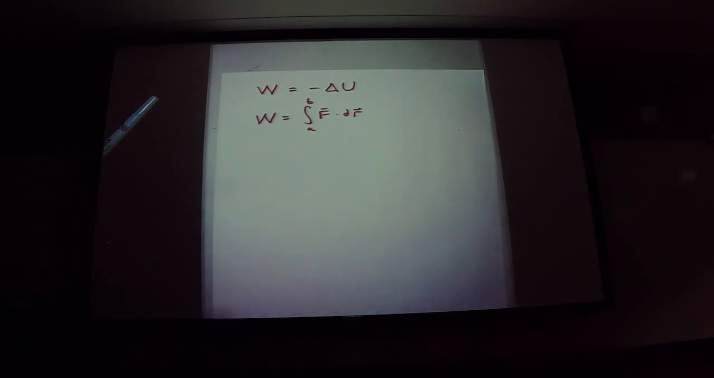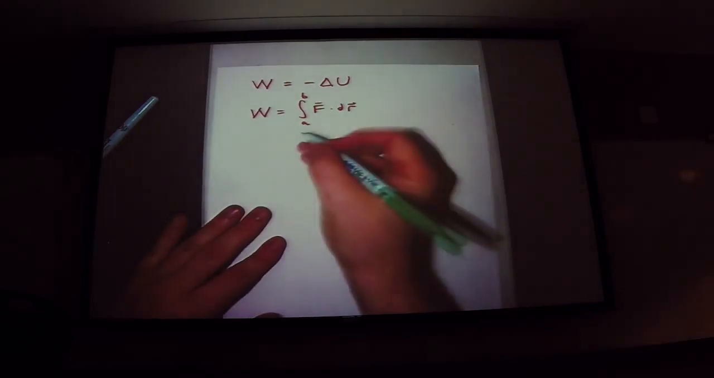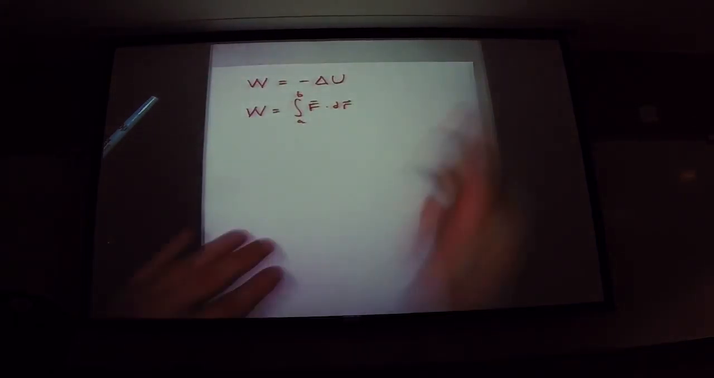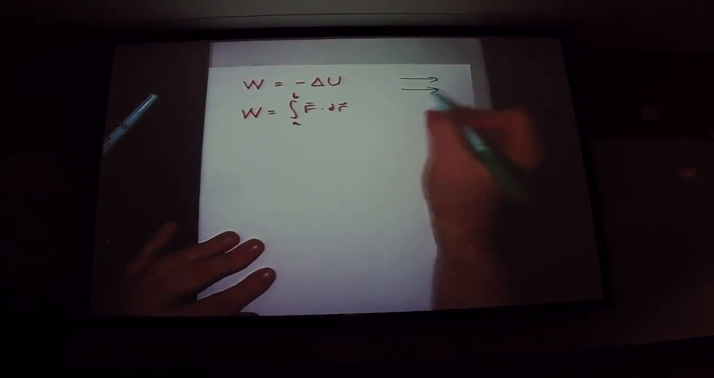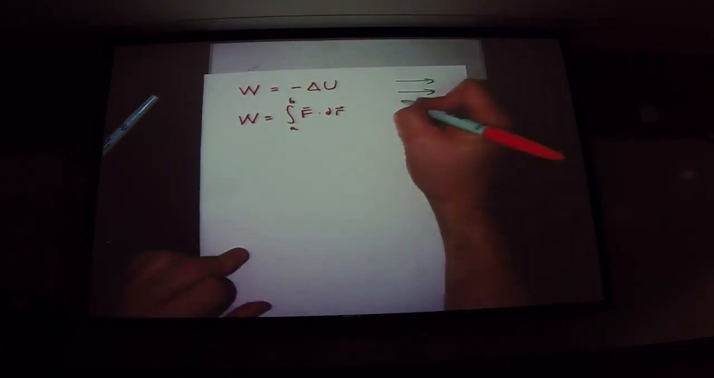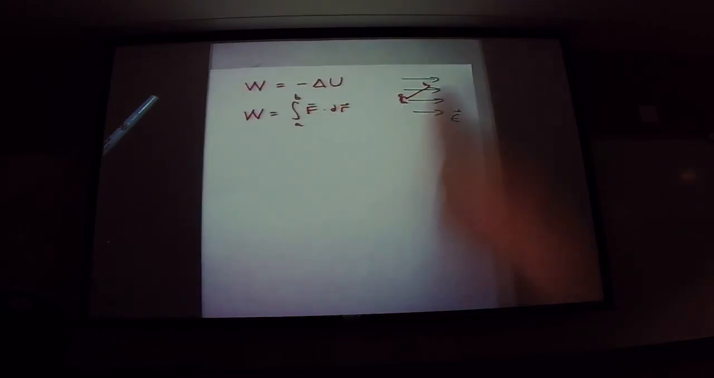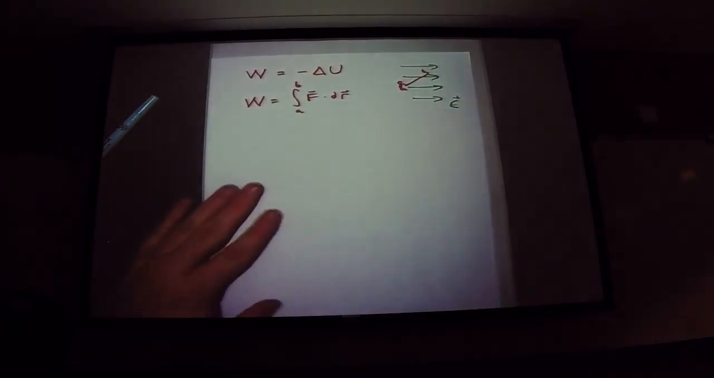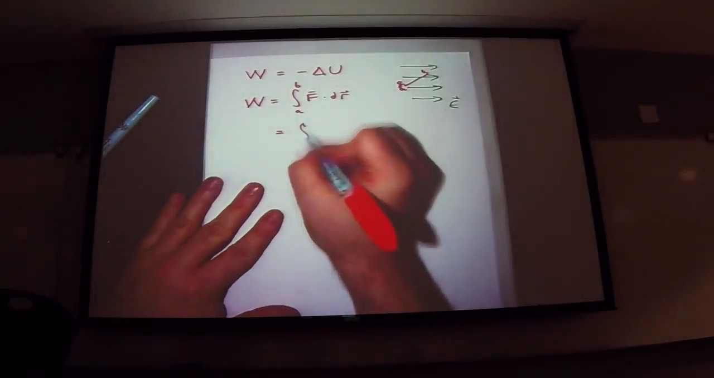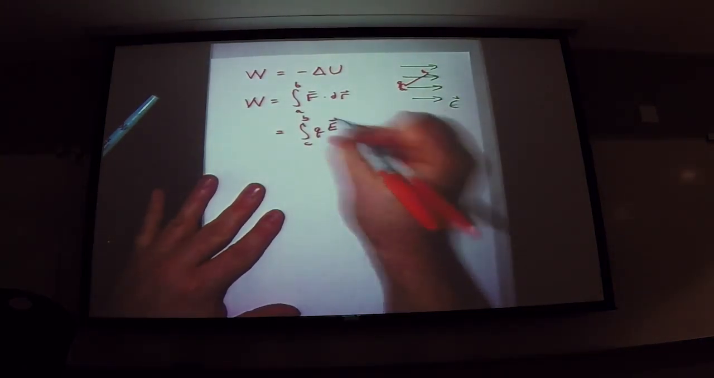Let me put this in terms of the electric field itself. Let's say that we have an electric field E, and we have a charge Q moving along a line from point A to point B. So the work done from A to B is equal to the integral from A to B of the force, which is Q times the electric field, dot dr.